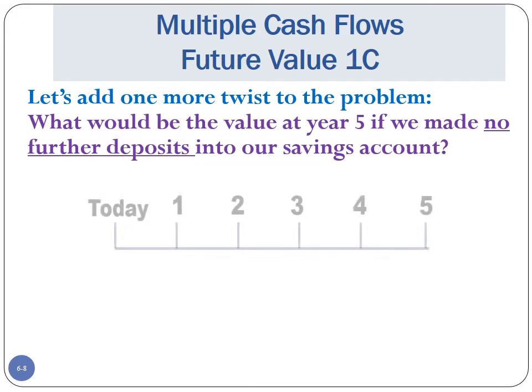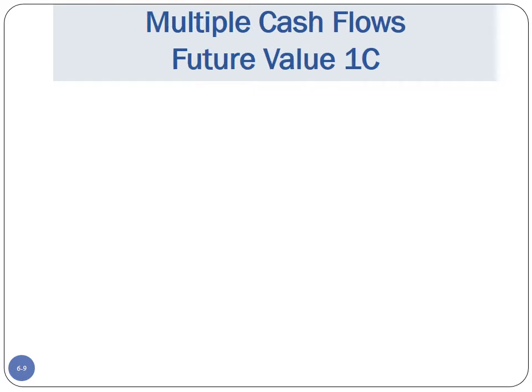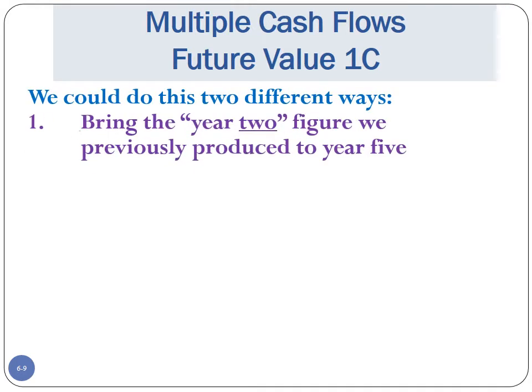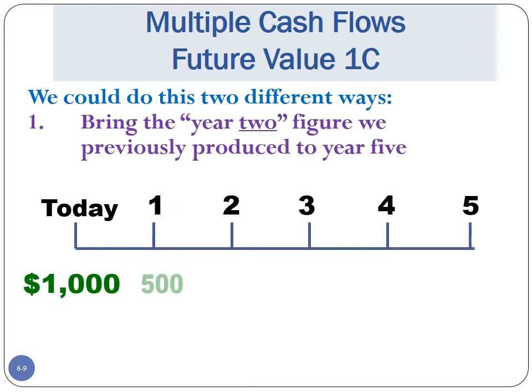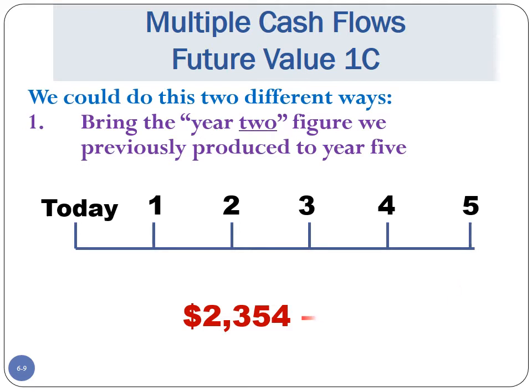Let's add another twist to the problem. What would be the value at year 5 if we made no further deposits into our savings account? So we see on our timeline, year 0 today is 1,000 deposit. Year 1 is 500, and year 2 is 700. So we do this a couple of different ways. The first is to bring the year 2 figure we previously produced to year 5. We get 2803.